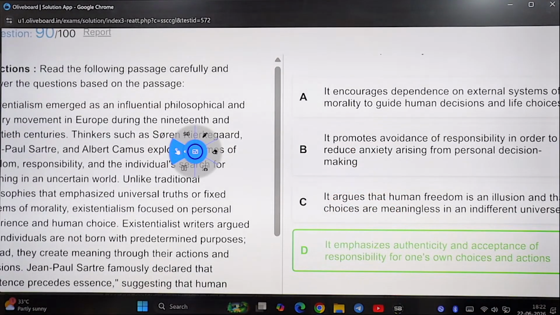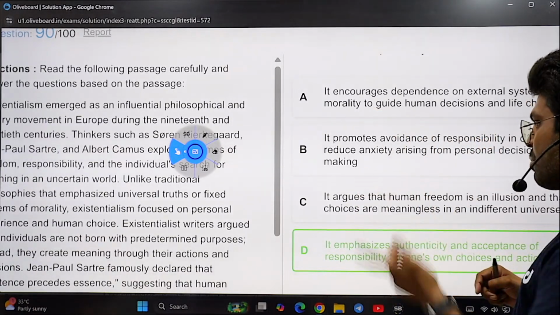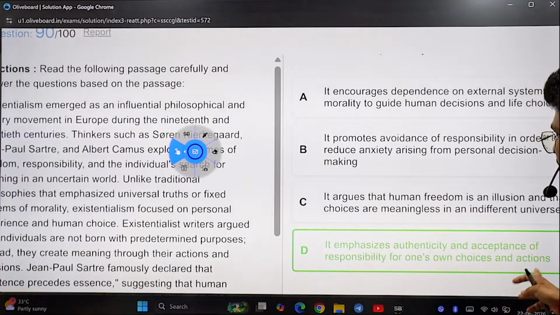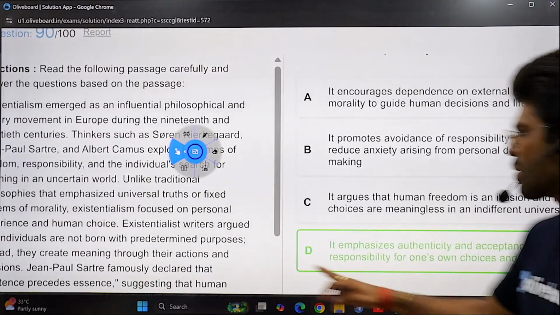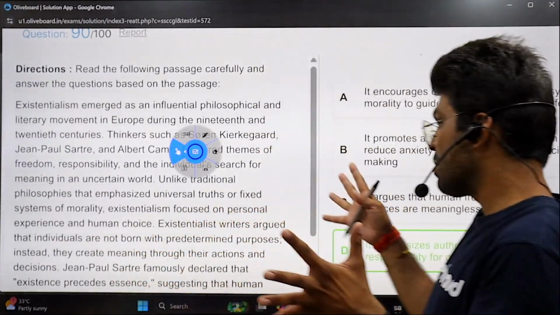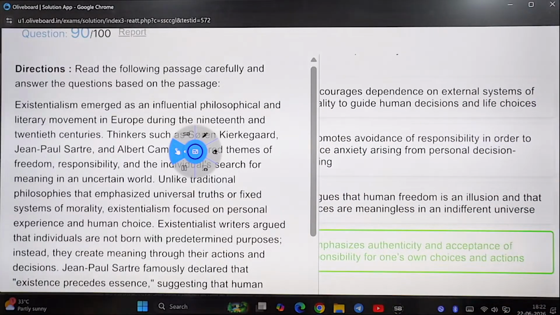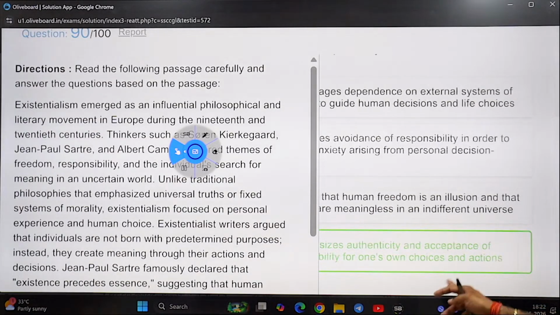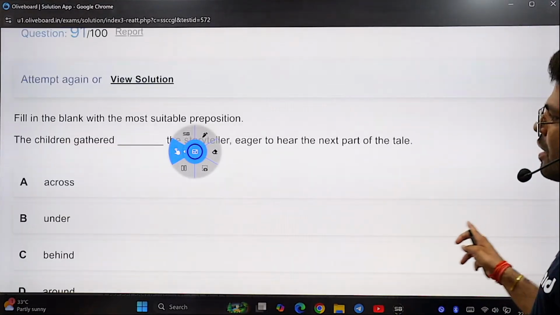No. It emphasizes authenticity. You define yourself. You can't be forced into what others do. You are you. Authenticity. You are responsible for your own actions and choices. That is also mentioned directly here: they argued that individuals are not born with predetermined purposes. They create meaning through their actions and their decisions. If you remember the tone, theme and flow of the passage, you can answer most of the questions, if the options allow direct elimination. Feel free to ask if there is any doubt.